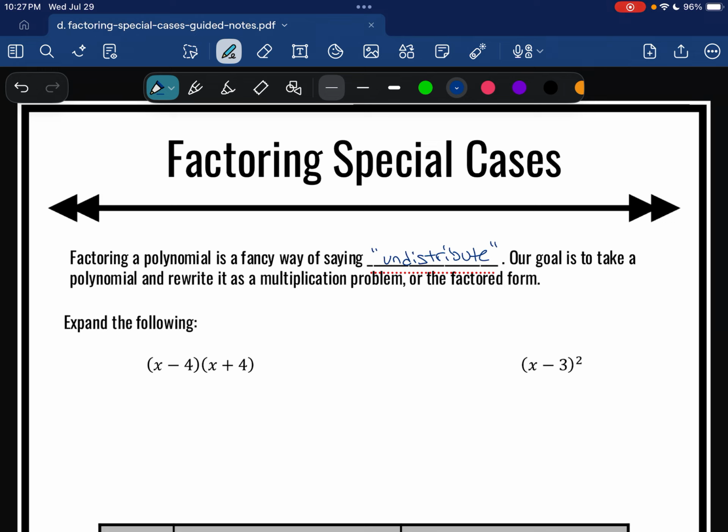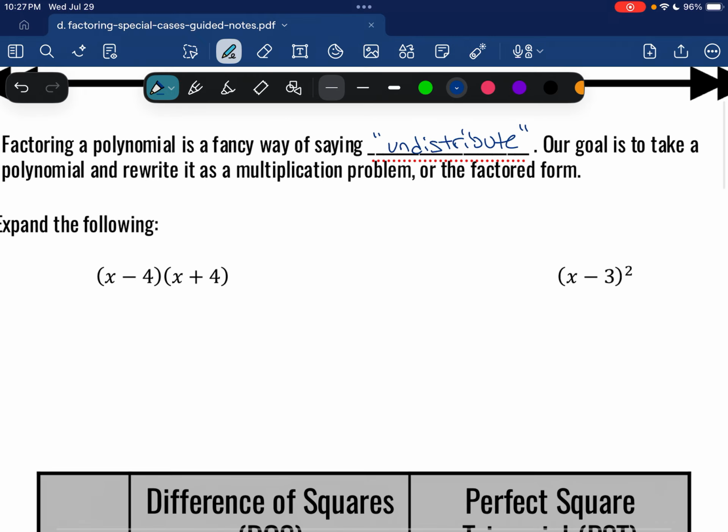So our goal is to take a polynomial that's written in standard form and rewrite it as a multiplication problem, or in the factored form, right? Written as factor, something times something else. So let's go ahead and practice what it is that we're trying to reverse. These are those two special cases that we talked about in the last lesson, but if you've forgotten or you didn't watch that one, we're going to do an example here.